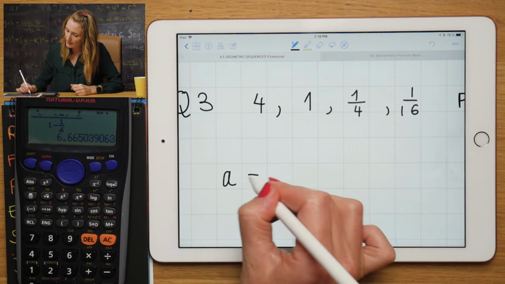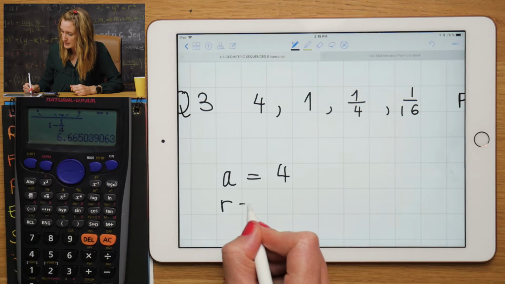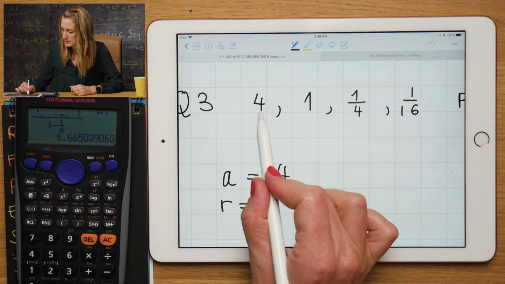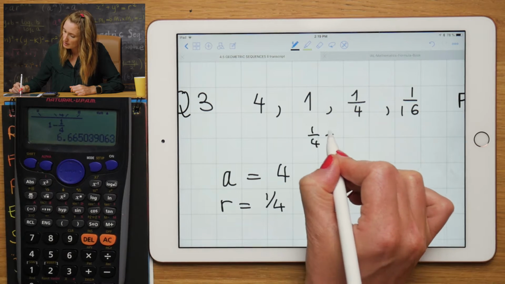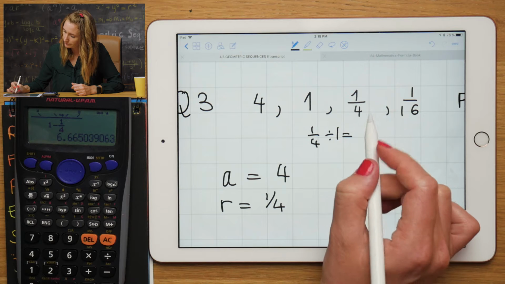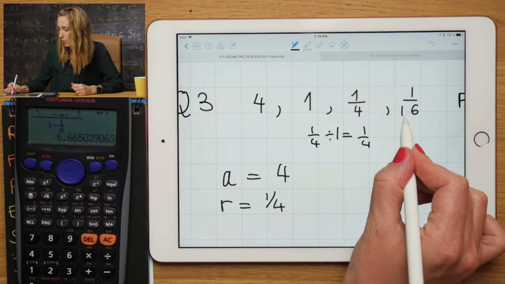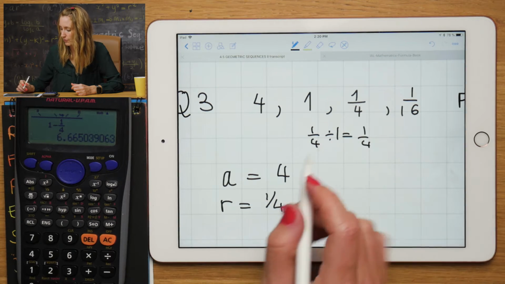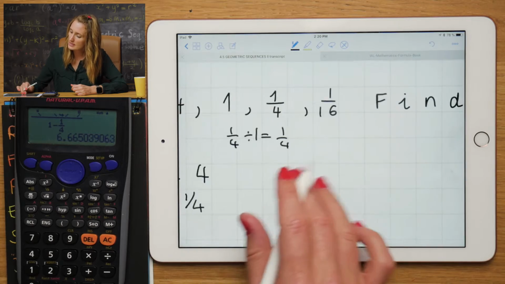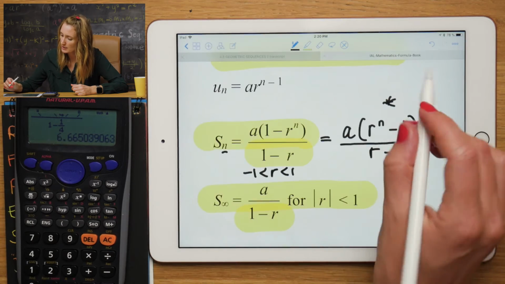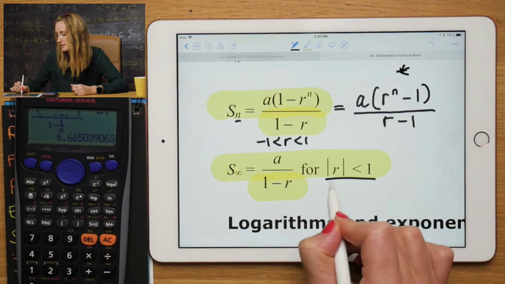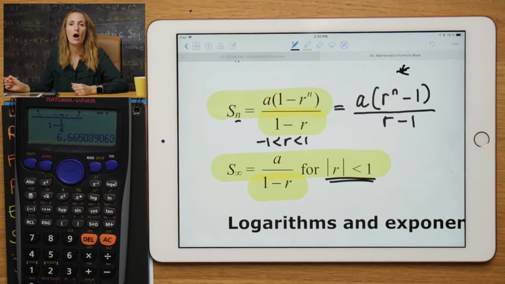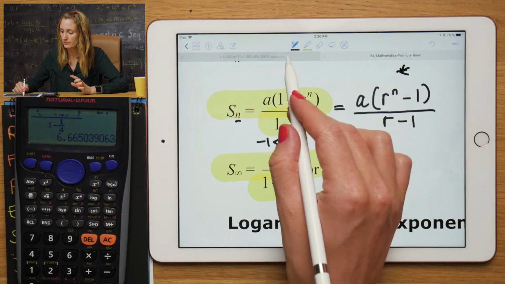We take the a is 4. We take the r, well, we do 1 divided by 4. We can check: a quarter divided by 1 is a quarter, 1 over 16 divided by 1 over 4 is a quarter. And in this case, we want S infinity, so we're going to use this formula here: a divided by 1 minus r. And you can see the condition here is that r is less than 1.